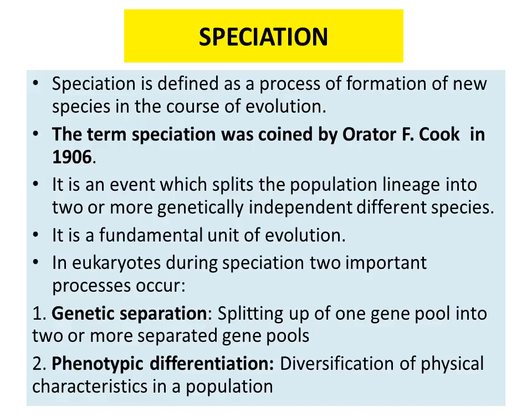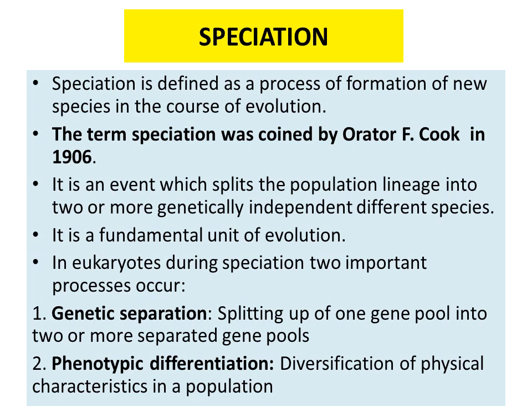Speciation is defined as the process of formation of new species in the course of evolution. This term was given by F. Cook in 1906. Species is a very important term in taxonomy. It deals with a group of similar organisms which can interbreed and produce viable offspring.